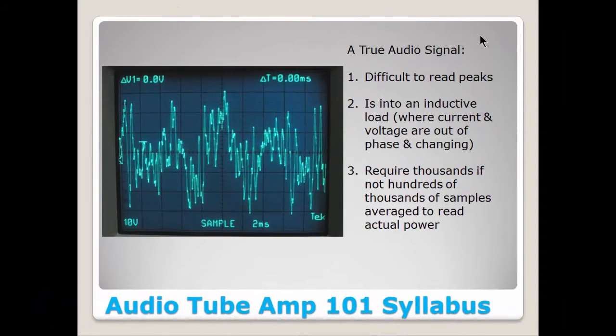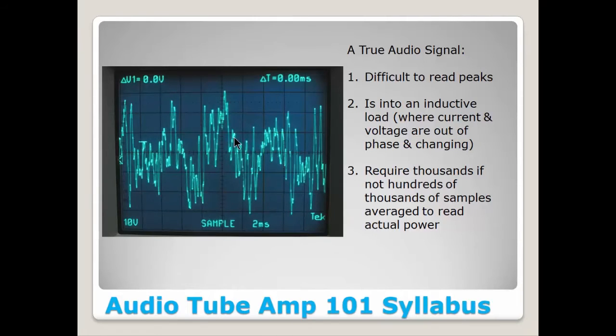So what if you crank up your iPhone or iPod or whatever audio source you have, plug it into your amplifier, and then you put your oscilloscope across the leads going to the speaker, and this is what you see, because this is what a typical audio signal looks like. Well, first off, a couple things about it. A true audio signal, it's difficult to read the peaks. Where's the peaks? Where's the valley? I don't know if that to that is the peak to peak, or is that to that. Well, it's because it's always changing.